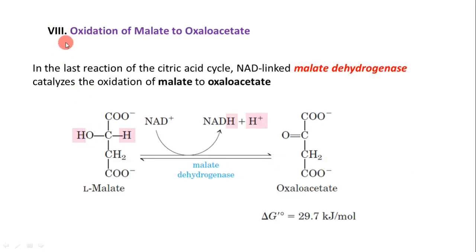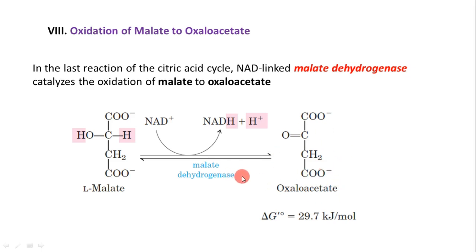Then in the eighth step, oxidation of malate into oxaloacetate is taking place. Here the malate is oxidized with the help of the enzyme malate dehydrogenase. Here the NAD plus will take up 2 hydrogen atoms from the second carbon atom of malate, and thereby a double bond is formed between this carbon and oxygen to form a CO group, and the NAD plus is reduced into NADH plus H plus, and the resulting compound is called oxaloacetate.